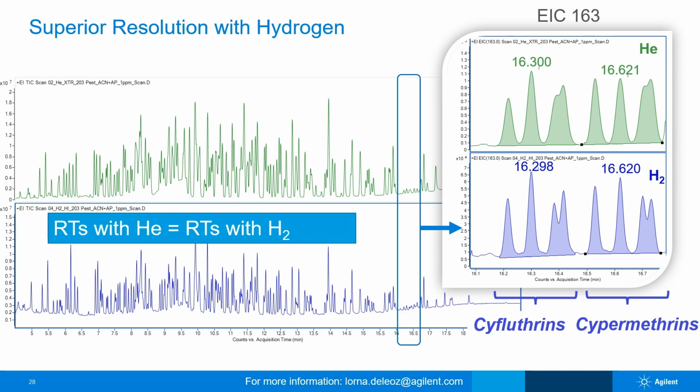The benefit of maintaining the same retention times with hydrogen as with helium is clear. You have to invest time into changing columns, but you don't have to waste any time on remeasuring the retention times.